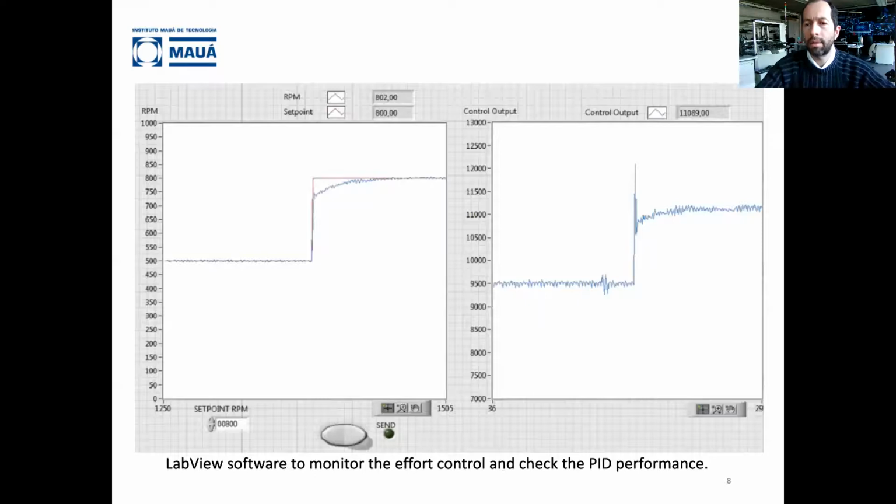Well, our students implemented a simple LabVIEW software to implement a PID controller for the reaction wheel. This reaction wheel is a BLDC, brushless DC motor. Okay, it's a good student project.